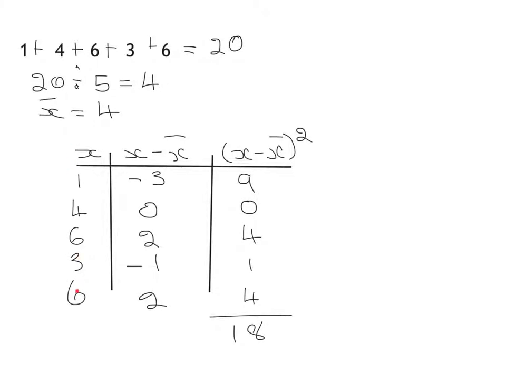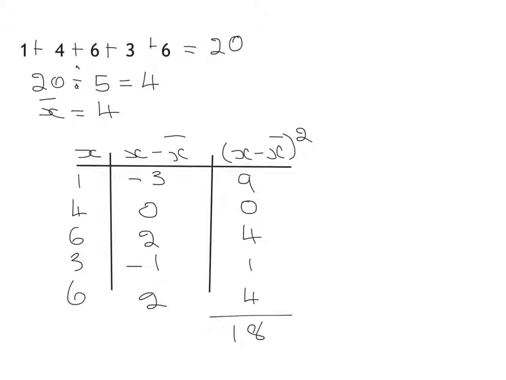So we've got our x's down here, 1, 4, 6, 3, 6. X minus your average, so you're taking away 4 from each of these. So 1 minus 4, negative 3, 4 minus 4, 0, 6 minus 4, 2, 3 minus 4, minus 1, and 6 minus 4, 2. We take each of these answers and we square them. So negative 3 squared, positive 9, 0, 4, positive 1, and 4 again. Add these all up and we get 18.